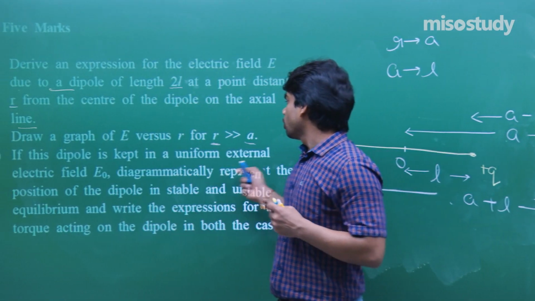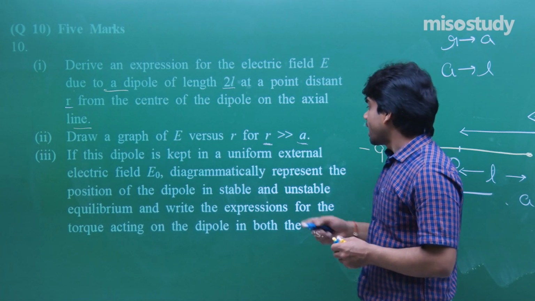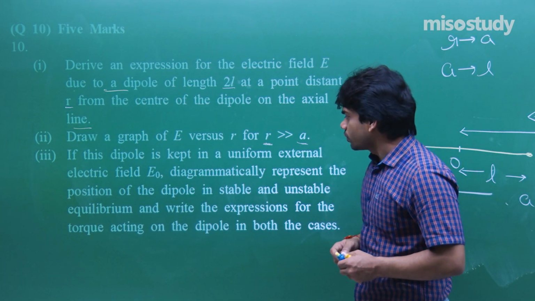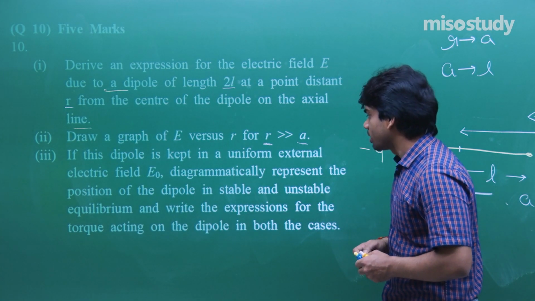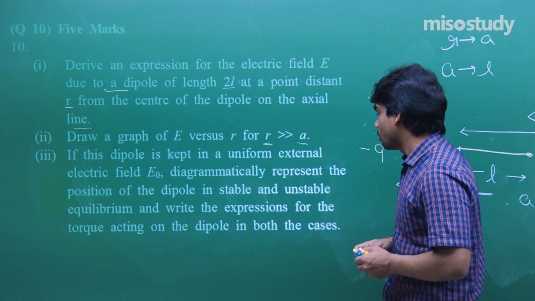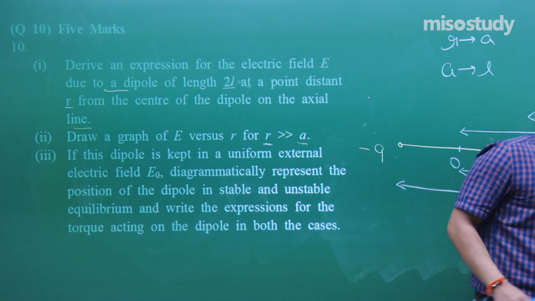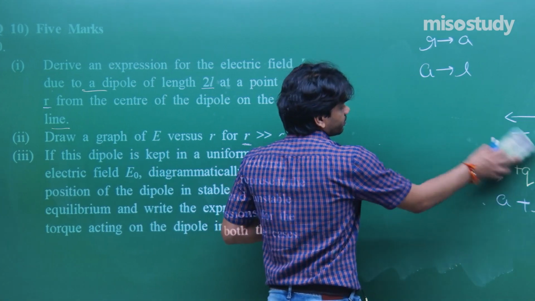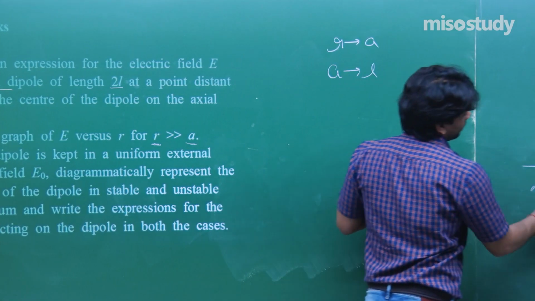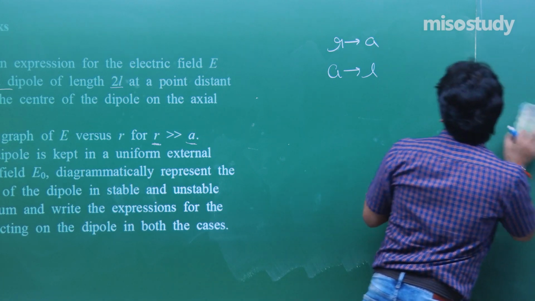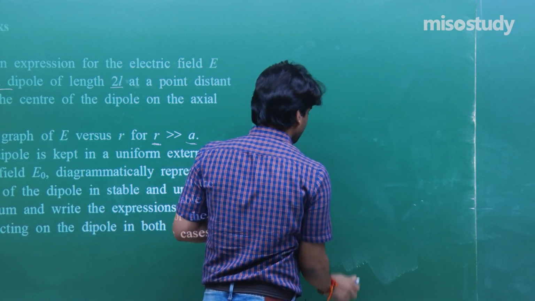If this dipole is kept in uniform external electric field E naught, diagrammatically represent the position of the dipole in the stable and unstable equilibrium and write the expression for the torque acting on the dipole in both the cases. Stable and unstable equilibrium I have just talked about, and I will show you the orientation in which we can keep it.